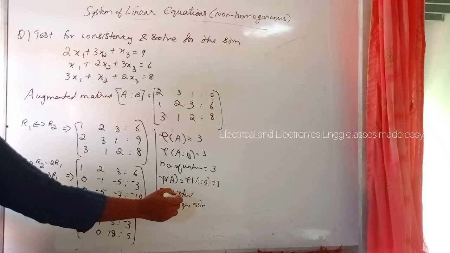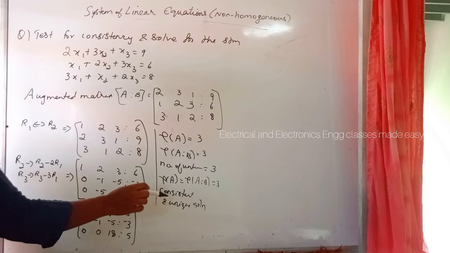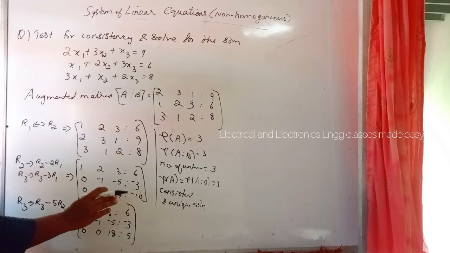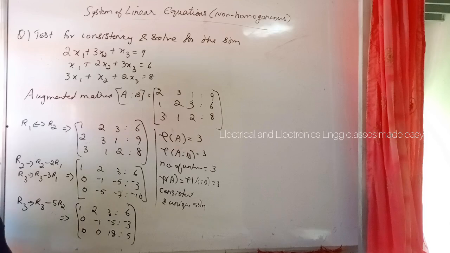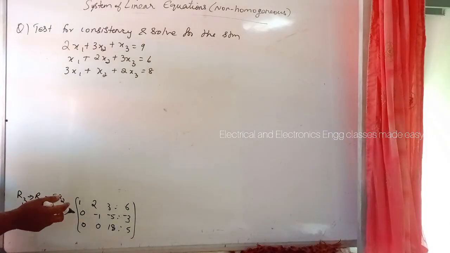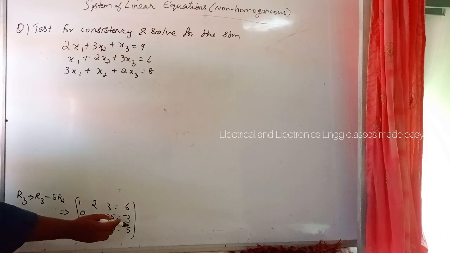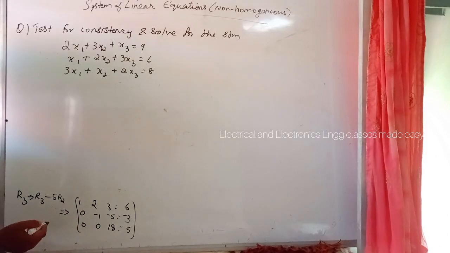So, the system is consistent and has a unique solution. Now, we have to find the solution of these equations. The solution is by back substitution. So, here from the last row, we have to find the unknown values.